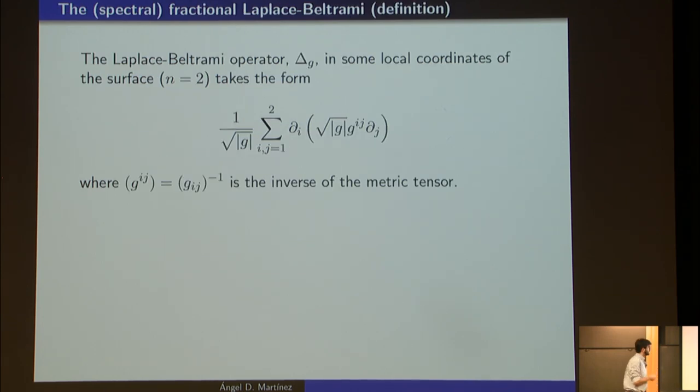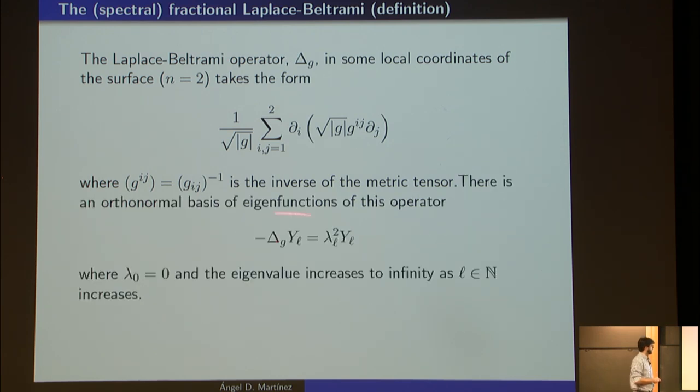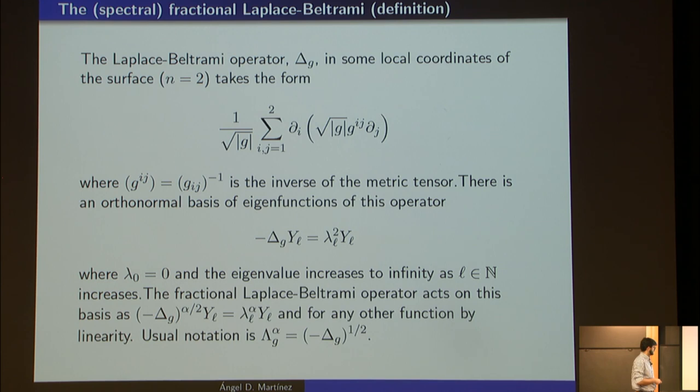All right, so let me briefly recall what the fractional Laplace-Beltrami operator means. In coordinates, you can recognize this from your differential geometry courses. This is the fractional Laplace-Beltrami operator. The Laplace-Beltrami operator has a basis of eigenfunctions which satisfy this for some numbers here. These numbers are positive, and I just like this normalization. Why? Because this two is like doing two derivatives. That means that on the Fourier side, applying the Laplacian to an eigenfunction is like multiplying by lambda squared. So if instead you multiply by lambda to the alpha, that is what I will mean by a fractional Laplacian, which is this in here.